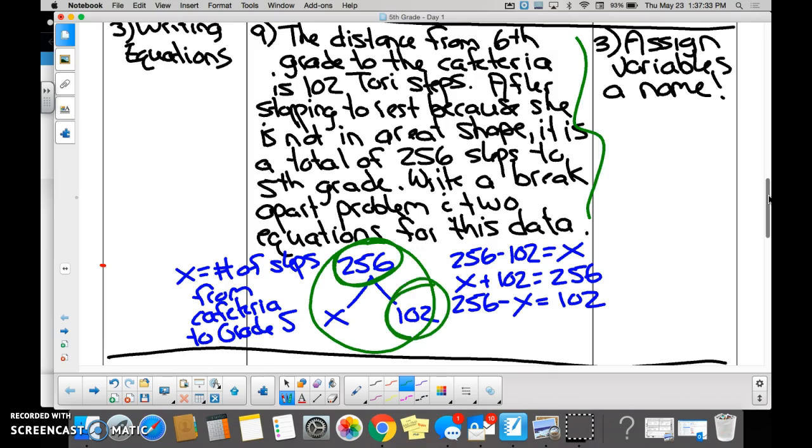102 represents what, ma'am? The number of steps from the 6th grade front door to the cafeteria. And were they Tory steps or Abby steps? They're Tory steps, because it says in the word problem. Now, x, what is x? It's a variable, but what does it represent? It represents the steps from the cafeteria to 5th grade.